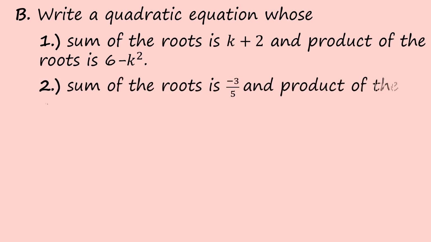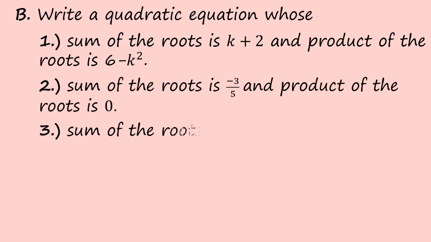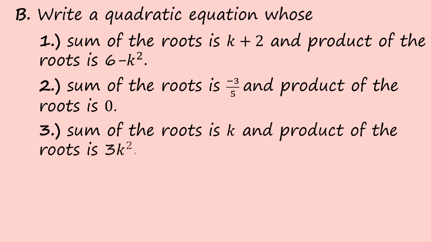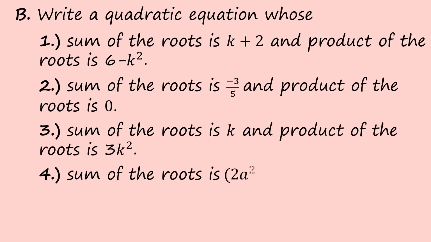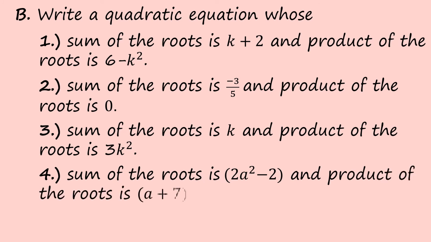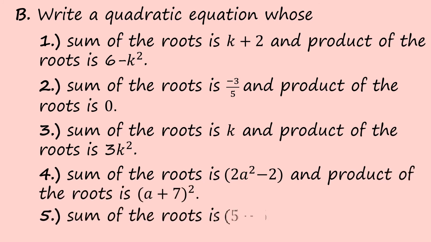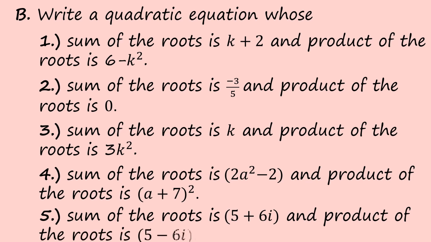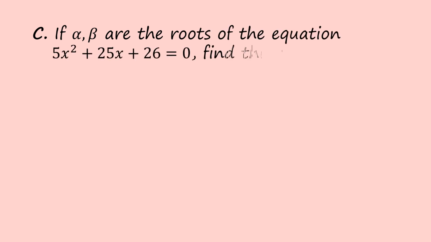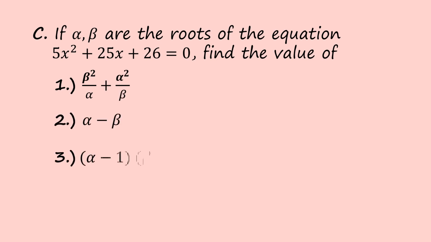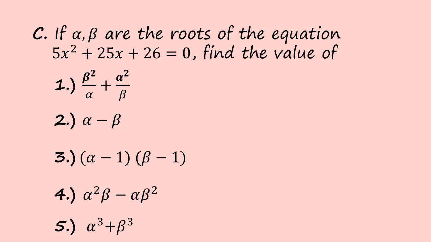Sum of the roots is minus 3 over 5 and the product of the roots is 0. Sum of the roots is k and the product of the roots is 3k squared. Sum of the roots is 2a squared minus 2 and the product of the roots is a plus 7a squared. Sum of the roots is 5 plus 6i and the product of the roots is 5 minus 6i. If alpha and beta are the roots of the equation 5x squared plus 25x plus 26 equals 0, we want to find beta squared over alpha plus alpha squared over beta, alpha minus 1 times beta minus 1, alpha squared beta minus alpha beta squared, and alpha cubed plus beta cubed.